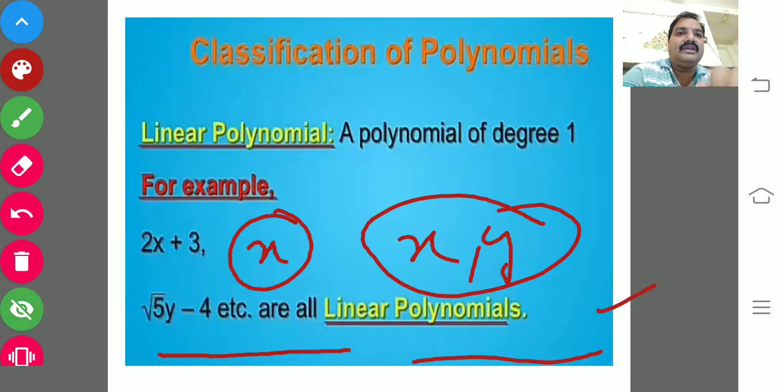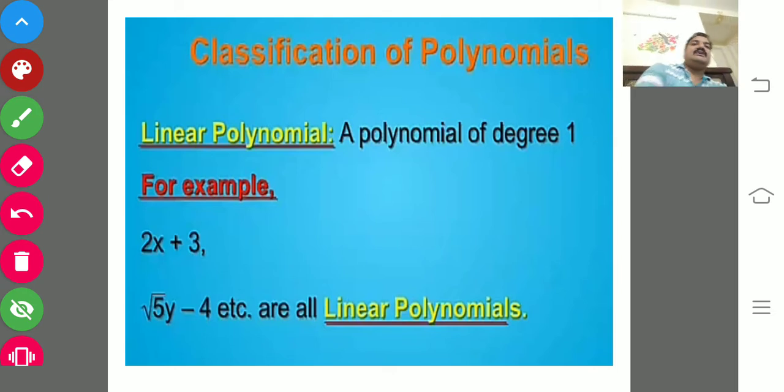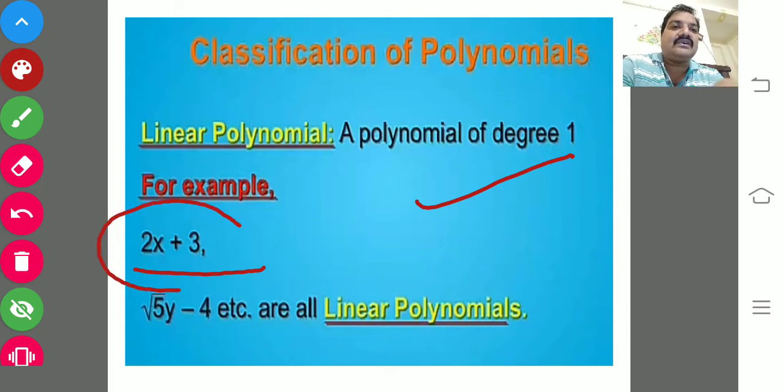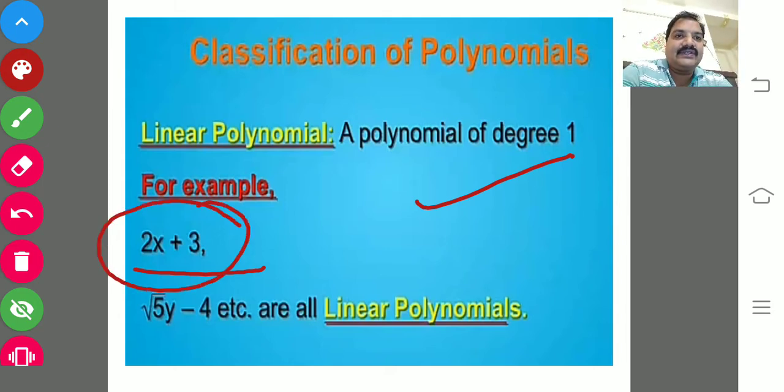Classification of polynomials. This is a very important concept; you have to know the classification of polynomials. First, a polynomial of degree 1. Degree means, if you observe 2x + 3, the highest power in this algebraic expression. That is called the degree. A polynomial of degree 1 is called a linear polynomial. Root 5 y, the power of y is also 1, and here also x has power 1. So a polynomial of degree 1 is called a linear polynomial.